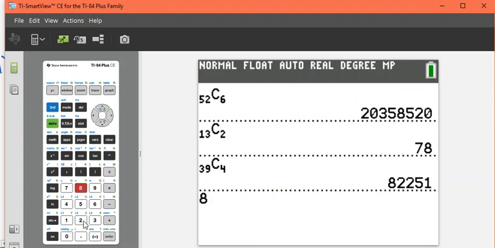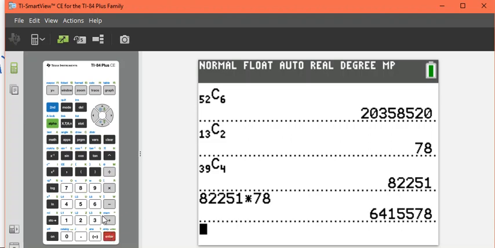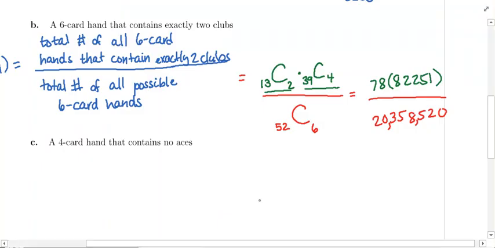All right, so we can go ahead and simplify this. Let's take the 82,251 and multiply it by 78. There we go, another large number. So this is going to be our numerator. Let's go write that down. All right, so we're going to get this number. I'll put some commas on here so we can read it. Our denominator is going to be what we had in red. You definitely do not have to simplify that fraction.